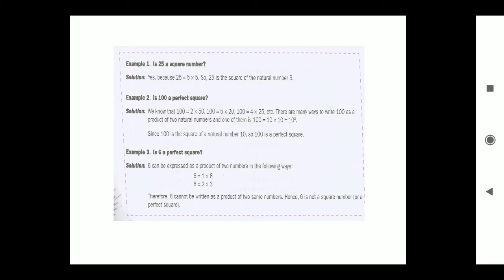Example 3. Is 6 a perfect square? 6 can be expressed as a product of two numbers in the following ways: 1 into 6 is 6, 2 into 3 is 6. Therefore, it cannot be written as a product of two same numbers. Hence 6 is not a square number, or not a perfect square.